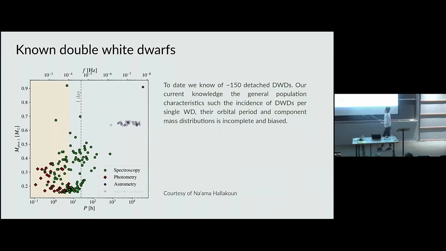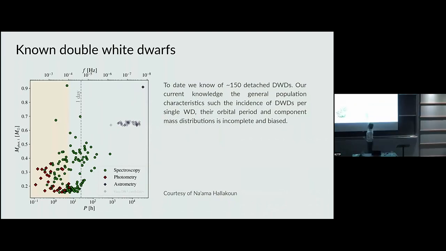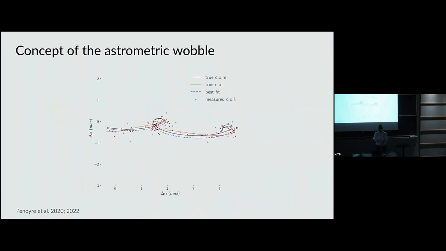And now with the upcoming Gaia astrometry, maybe we are going to fill in a little bit more of this part of the diagram. However, the region in between will remain difficult for both methods, spectroscopy, which is more used over here, and astrometry. Still, we can access this region if we look at unresolved Gaia binaries via the astrometric wobble. So let me explain the concept.